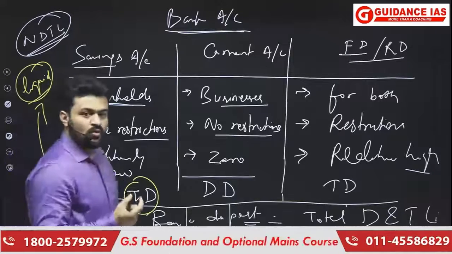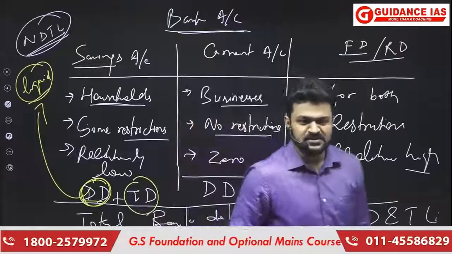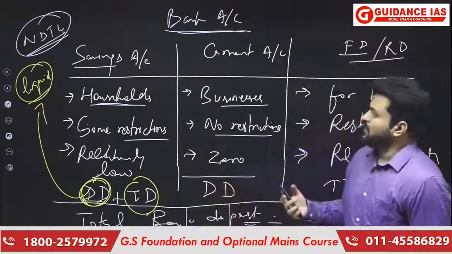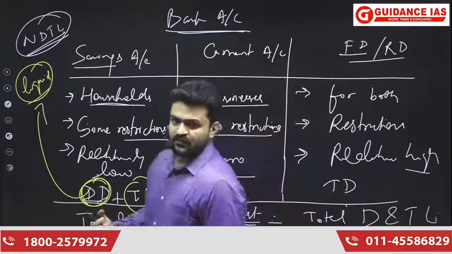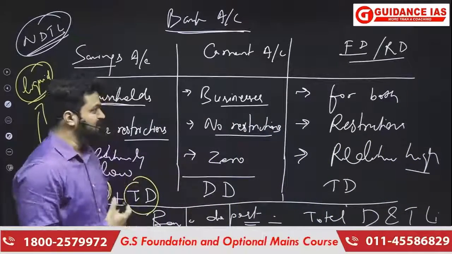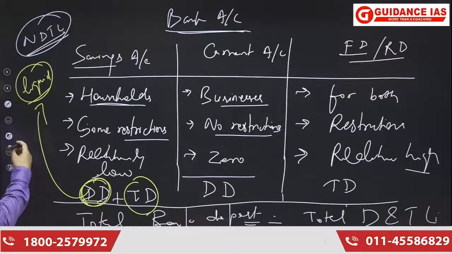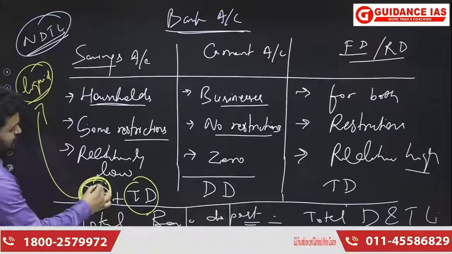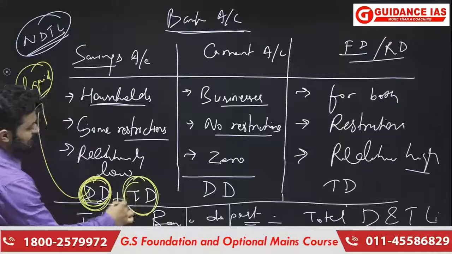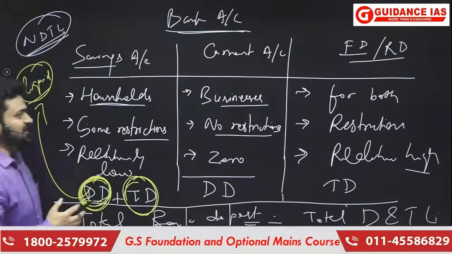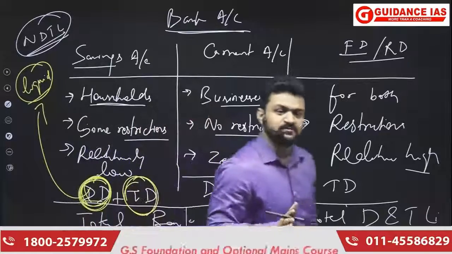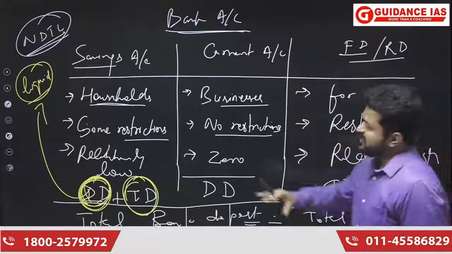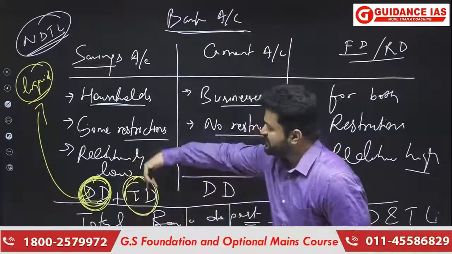When I say that gold is more liquid than land, that means gold can be converted into money more readily than is the case with land. So that makes gold more liquid than land. In the same way, demand deposit is more liquid than time deposit. If any asset is very liquid, that means it can be readily converted into cash. So that is why demand deposit is more liquid than time deposit.